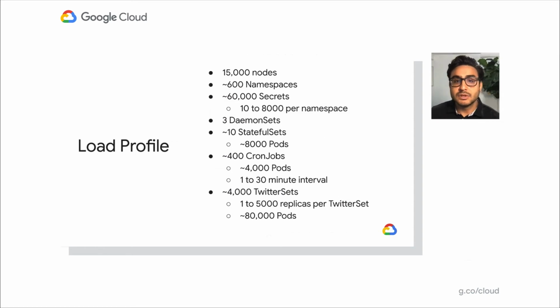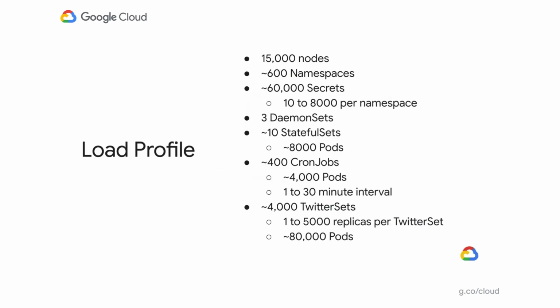After an analysis of the current on-premise workload, we arrived at the following test targets. We targeted 15,000 nodes, 600 namespaces. We added 60,000 secrets that are not evenly distributed among all the namespaces. We estimated that we are going to run 3 daemon sets and 10 stateful sets with a total of 8,000 pods. We added around 400 cron jobs, and this added another 4,000 pods. We finally added 4,000 Twitter sets, which added another 80,000 pods to the entire workload.